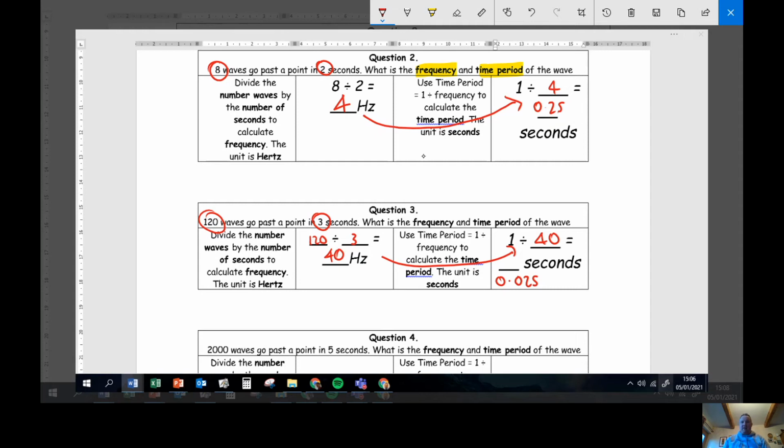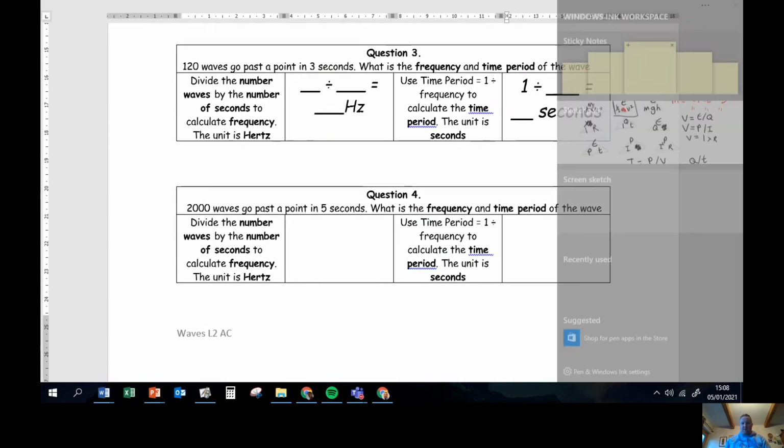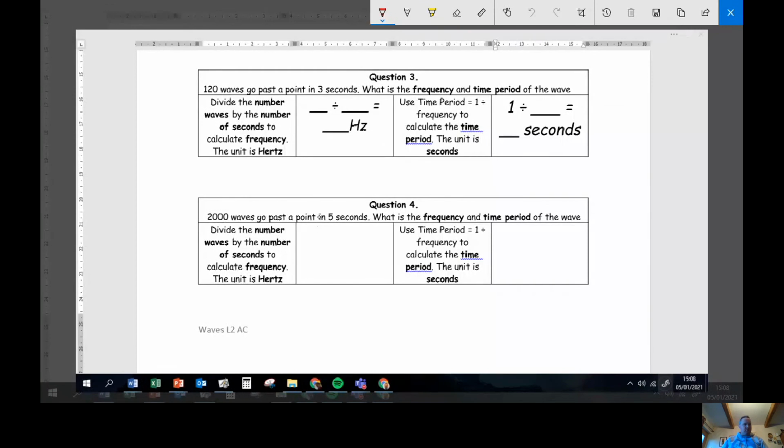Right, one more example, then I'll leave you to try the rest of the worksheet. I'll scroll down, copy that onto my sketch pad. Here we go. 2,000 waves go past the point in 5 seconds. What's the frequency and time period? Okay, frequency, number of waves divided by number of seconds. 2,000 waves divided by 5 seconds gives me 400, and my unit is hertz, capital H, little z. Now I'm going to use the time period is 1 divided by the frequency.